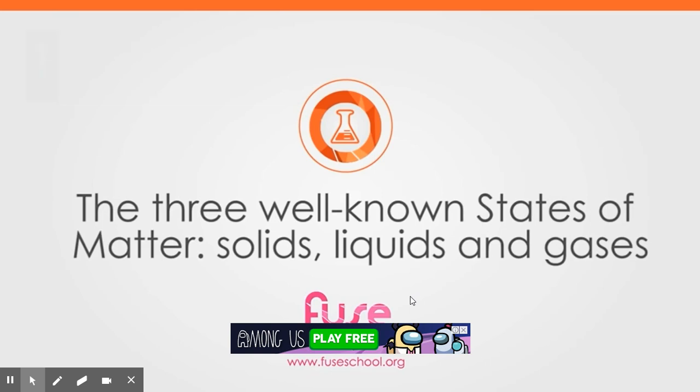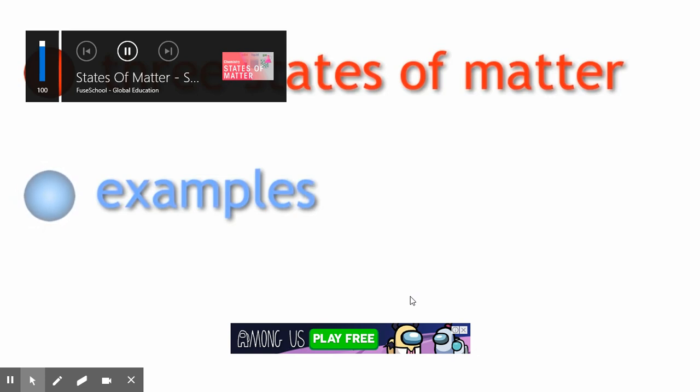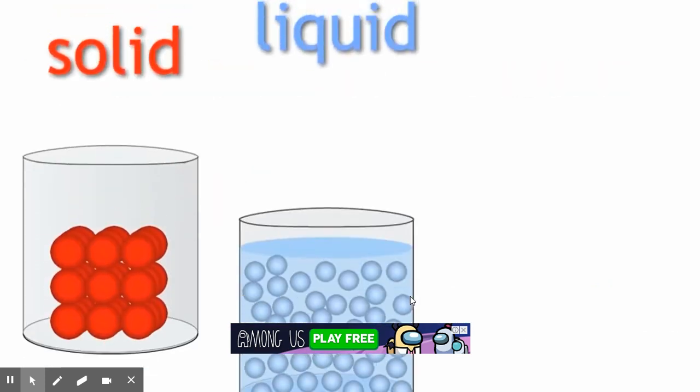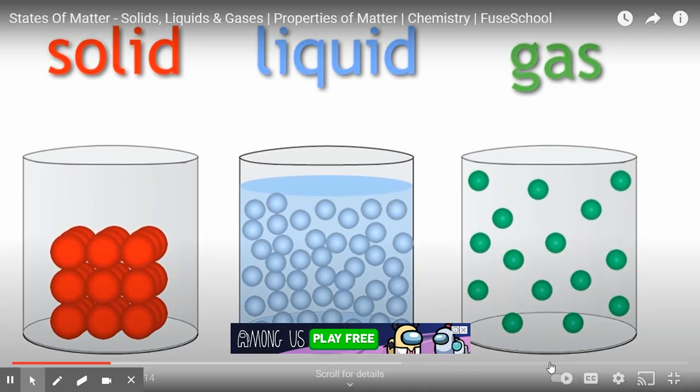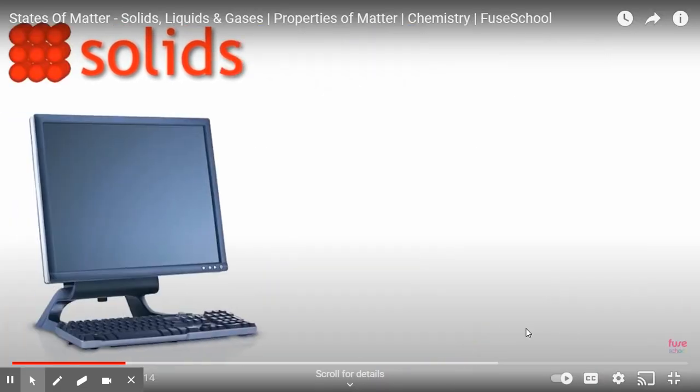In this video, you are going to learn what the three states of matter are, some examples of each state of matter, the characteristic properties of the three states of matter. The three states of matter are solid, liquid, and gas. Let us look at solids. An example of a solid is your computer.